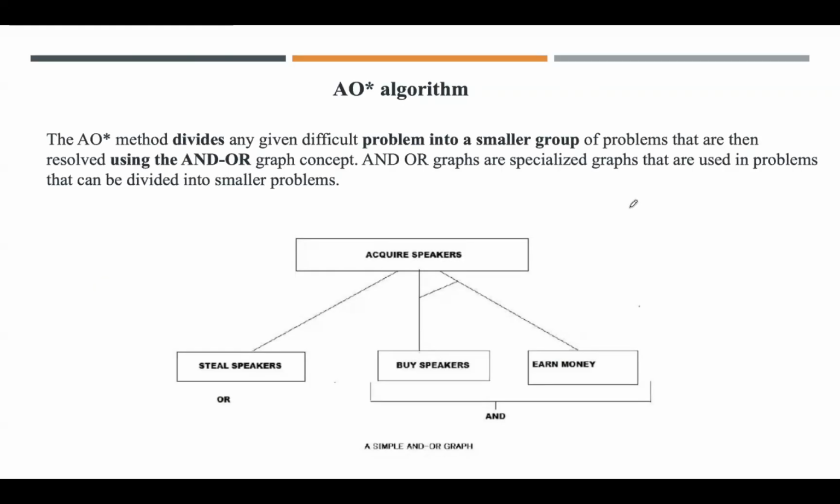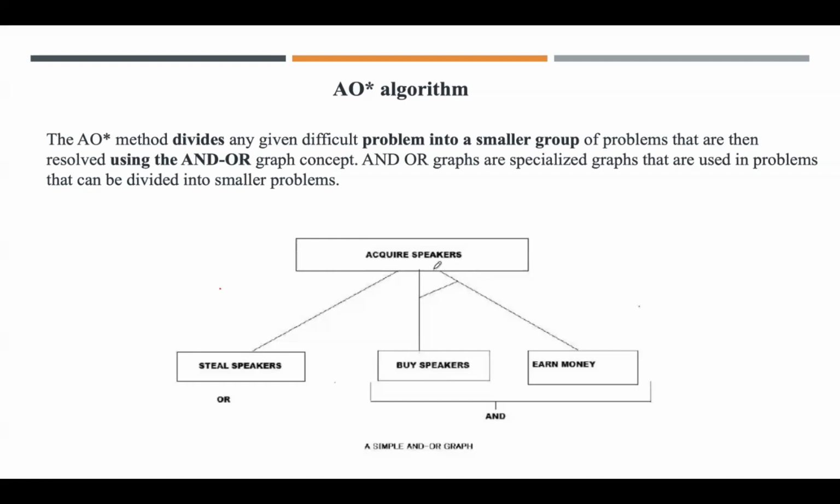In this lecture, let us discuss the AO star algorithm. This method divides any given difficult problem into a smaller group of problems, which are then resolved using an AND-OR graph. AND-OR graphs are specialized graphs that are used in problems that can be divided into smaller problems. So here you can see the example.